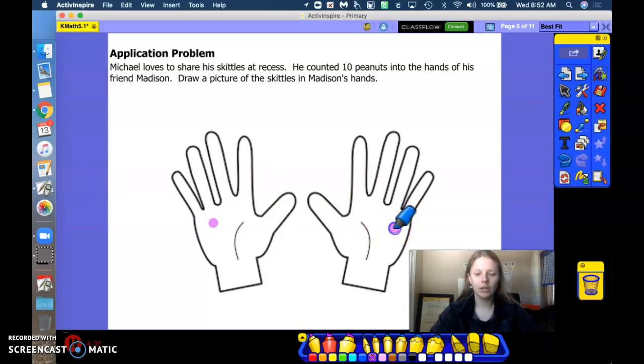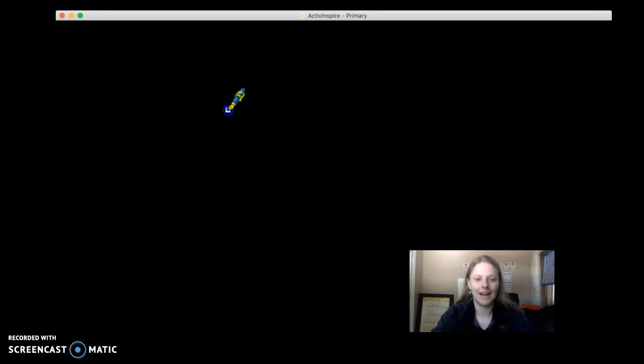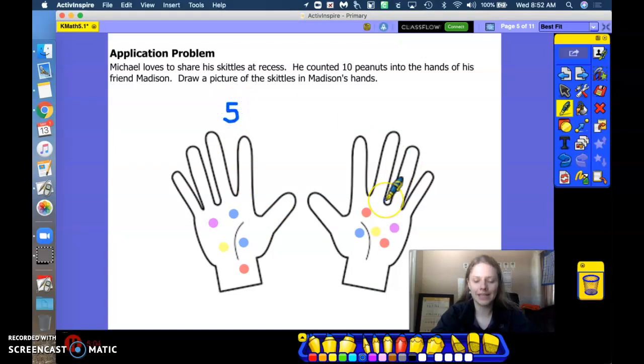1, 2, 3, 4, 5, 6, 7, 8, 9, 10. All right, let's see how I distributed them between the two hands. How many did I give this hand? 5. How many did I give this hand? 5. 5 plus 5 equals 10.